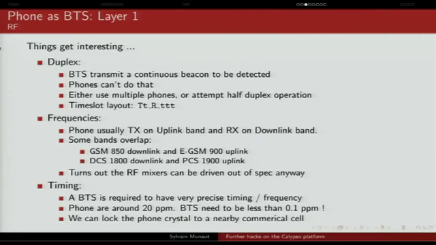Phones don't transmit and receive at the same time. On the other hand, a BTS absolutely has to transmit a continuous beacon so that when phones scan for a network, they will find it. When they scan for the network, they essentially look first for RF power on that frequency. And if they find RF power, then they will look a little deeper.